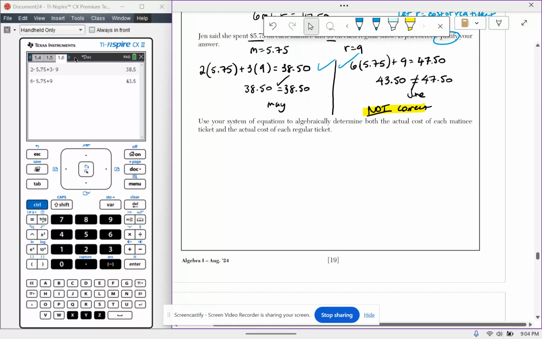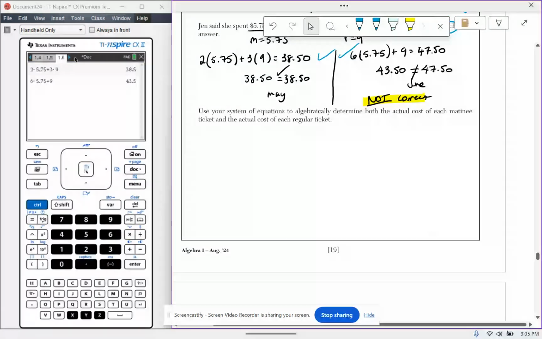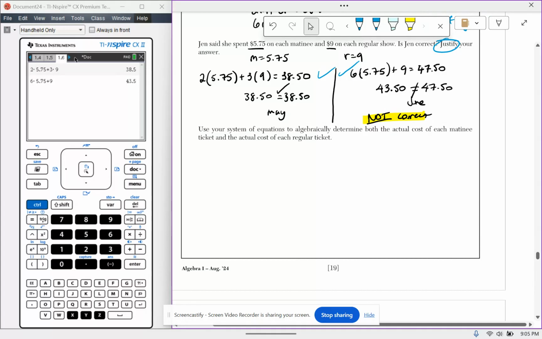Then for the last part, it says use your system. Is this the last part? We don't have to graph anything. Okay, sweet. It says use your system of equations to algebraically determine. Remember, algebraically determine means you can't just write the answer because you typed it into LinSolve. You got to show all your math. A correct answer with no work shown is worth only 1 point. Both the actual cost of each matinee ticket and the actual cost of each regular ticket.